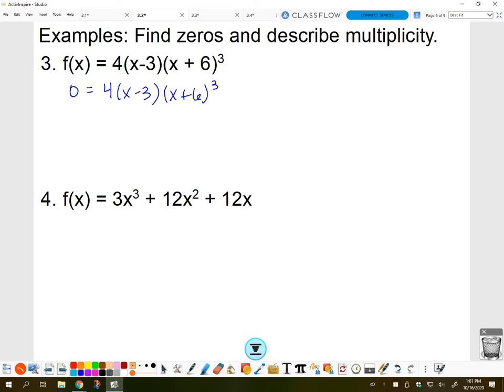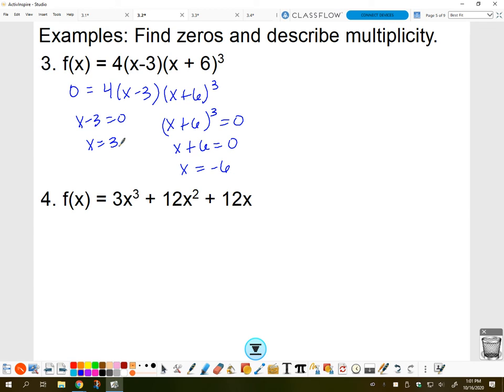Using the zero product property, let me back up. We can say that each one of these factors equals 0, but 4 can't be 0. X minus 3 could be 0 when x is 3. And x plus 6 to the third could be 0. Take the cube root of both sides and you just get x plus 6 equals 0. Solve and you get negative 6.